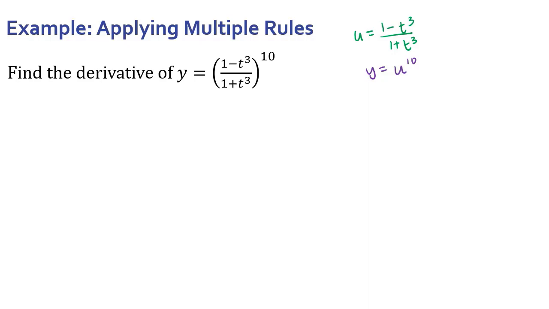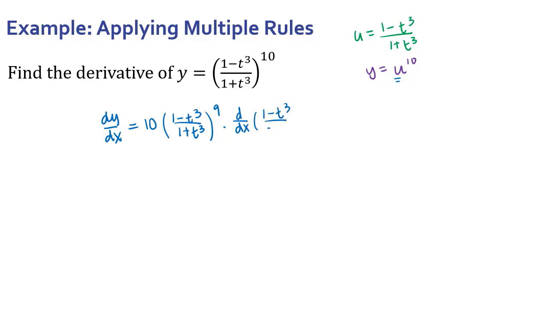All right, so dy over dx equals the derivative of the outside function, so that's 10 u to the 9th, so let's plug in what that u is. So u to the 9th power times the derivative of the inside function. I'm going to write this out just so you can see.